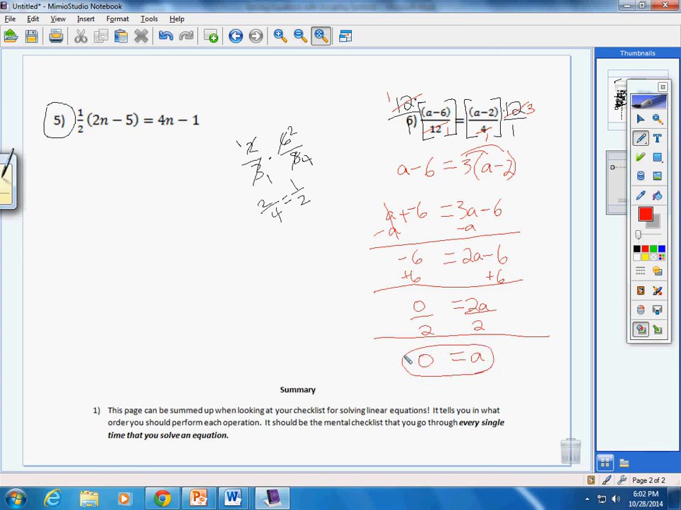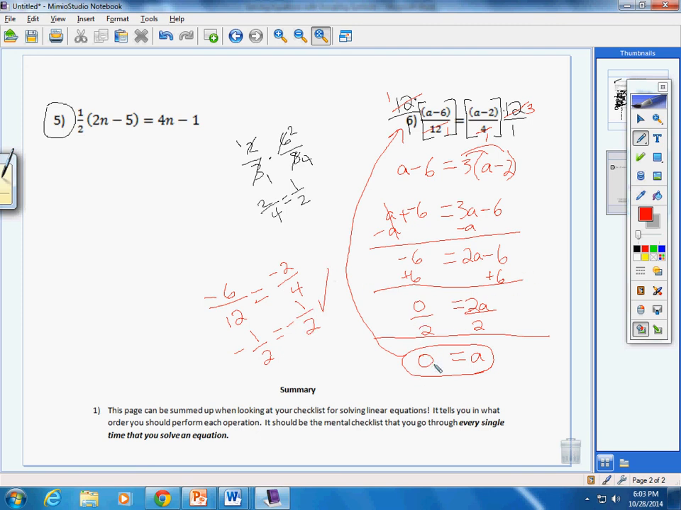You can always check this. Let's take it back up to the top, to our original equation. Plug in 0 for a. What is 0 minus 6? It's negative 6. And of course, that's still over 12 in our original equation. And let's take it to the other side. 0 minus 2 is negative 2. And of course, that's over top of 4. Well, guess what? When you reduce your fractions, negative 6 over 12 is negative 1/2. And negative 2 over 4 is negative 1/2. So guess what? You got a true statement. That means your answer checks.